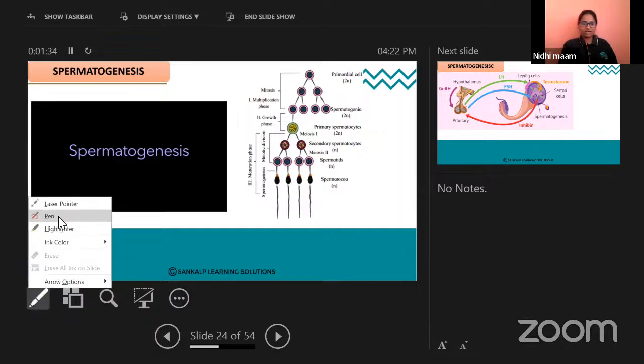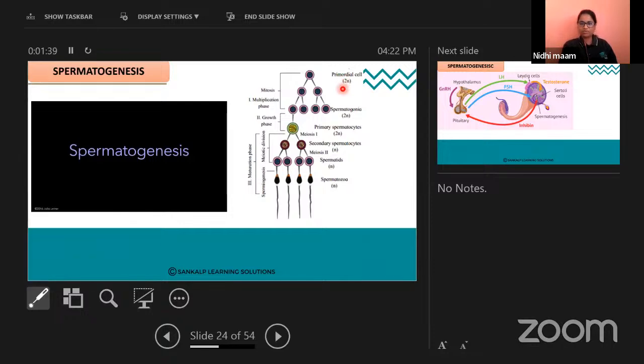Observe this flow chart over here. First we will have the primordial cell, which is diploid in nature. This primordial cell will undergo mitotic division, right? These are nothing but the spermatogonium cells. After mitotic division we will get spermatogonia. The primordial cell will undergo two rounds of mitotic division and we will get spermatogonia, the sperm mother cells. This is called the multiplication phase. Up to here the multiplication phase happens.